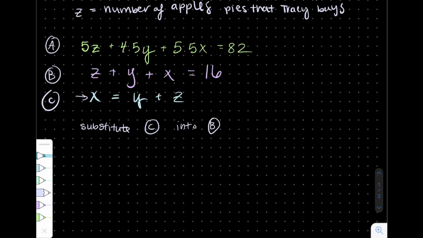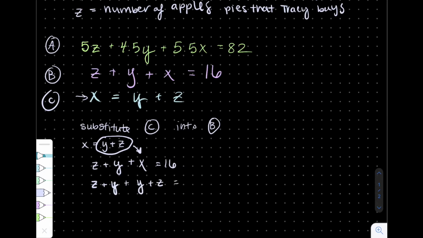Since x equals y plus z, I can take equation B, which is z plus y plus x, and I can replace x with y plus z. So it'll become z plus y plus z equals 16, and that's going to simplify to z plus z is 2z, y plus y is 2y, equals 16. Okay, so now I've eliminated x once. I need to eliminate x again, and I have 2 options. I can either eliminate x using A and B or A and C.